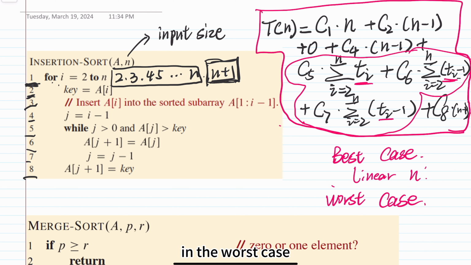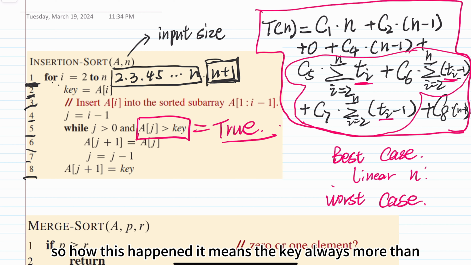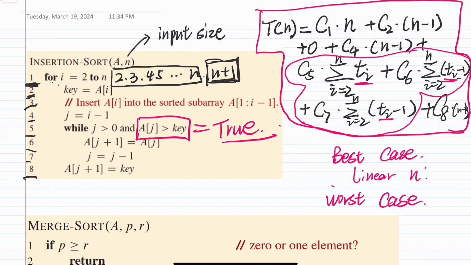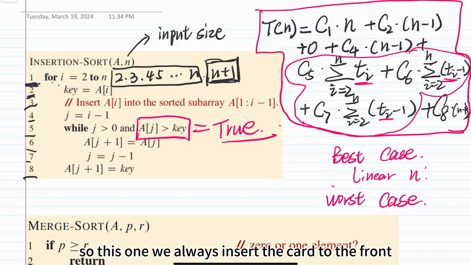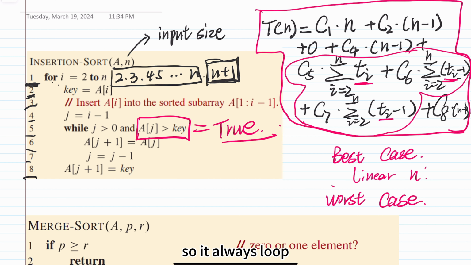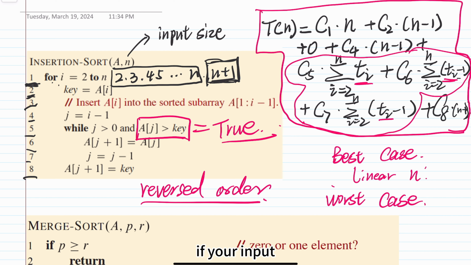In the worst case, we want the while loop executed as many times as possible, which means this condition will always be true. How does this happen? It means the key is always smaller than the cards in hand. So we always insert the card at the front, and it always loops through the cards in hand. This is the reverse order. If your input is a reverse order sequence, it will have the worst case time complexity.